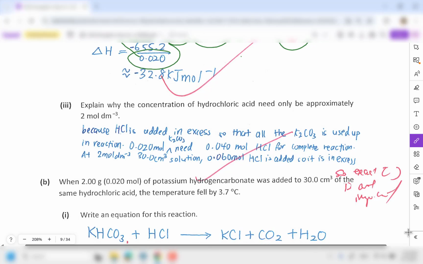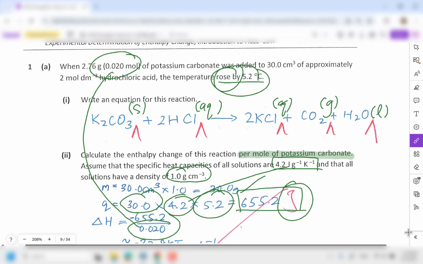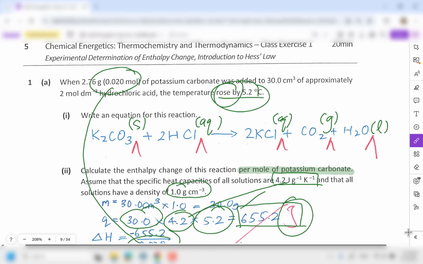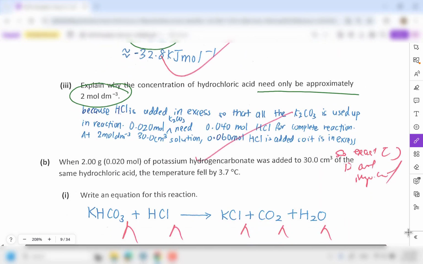Explain why the concentration of hydrochloric acid needs only to be approximately 2 mol per dm³. What is the most important reasoning you need to give? Remember that HCl is in excess, so its concentration need not be measured accurately. That is the gist of the answer you need to highlight. Excess HCl is in the system, so you do not need its concentration to be measured exactly, or its exact concentration is not important.